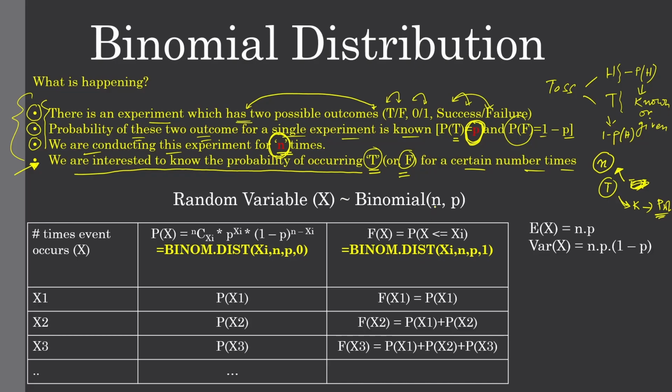So, binomial distribution and a random variable x. If it follows a binomial distribution, then there will be two parameters: one is n and the other is p. What is n? n is the total number of trials or total number of experiments that you are conducting, and p is the probability of success for a single experiment. I hope this is clear.